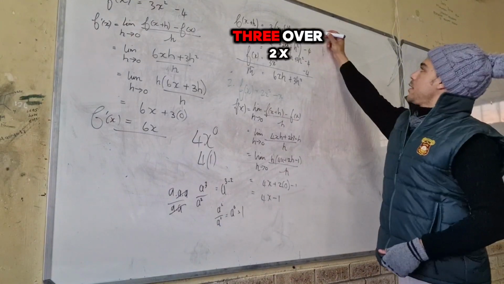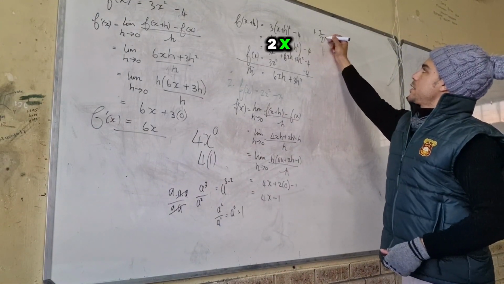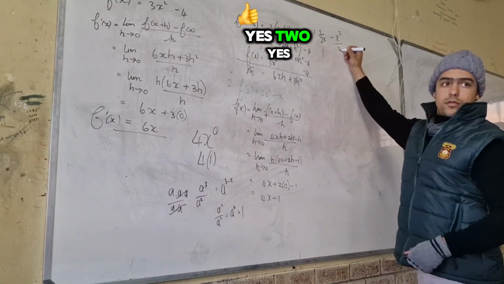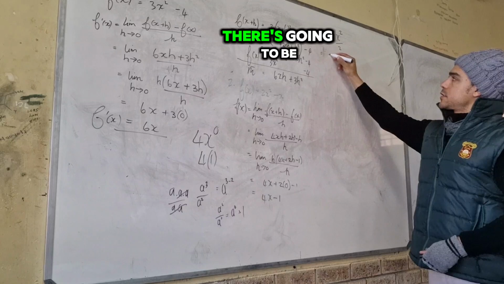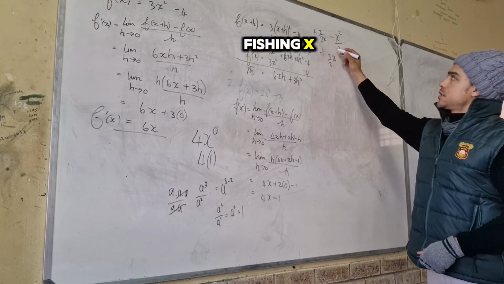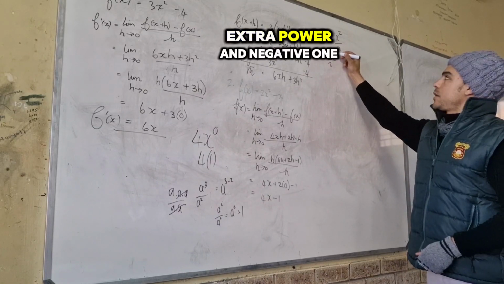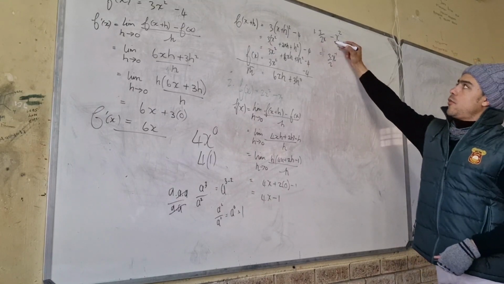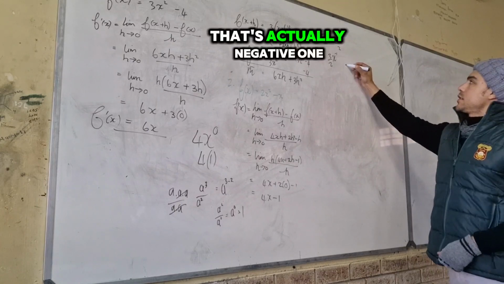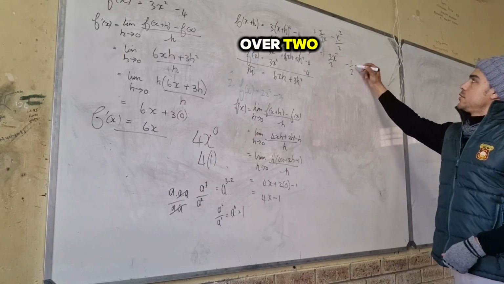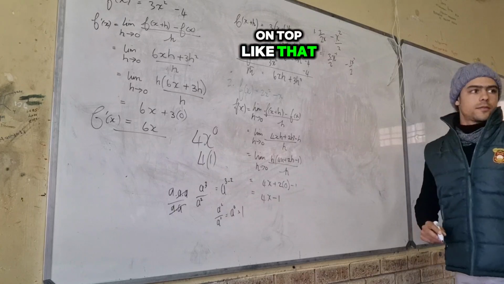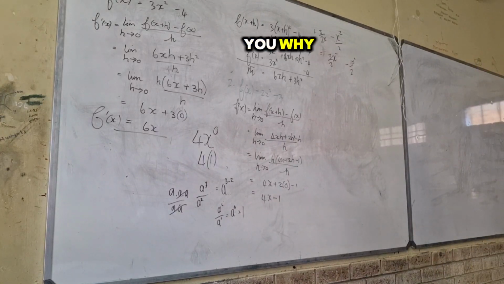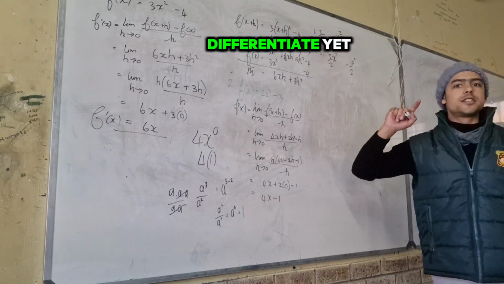What is it? 3 over 2x minus x squared over 2. Yes. We're going to rewrite this. This is going to be 3 over 2 is the coefficient. The x we take up, so it's going to be x to the power of negative 1. And then here, what is the coefficient? 1 over 2. That's actually negative 1 over 2. The x is already on top. Like that. That is the first step. I just want to read the question. They asked for dy over dx. So therefore we didn't differentiate yet.